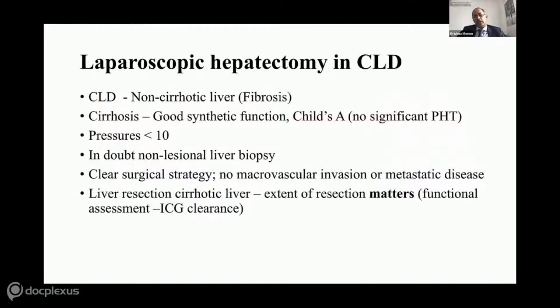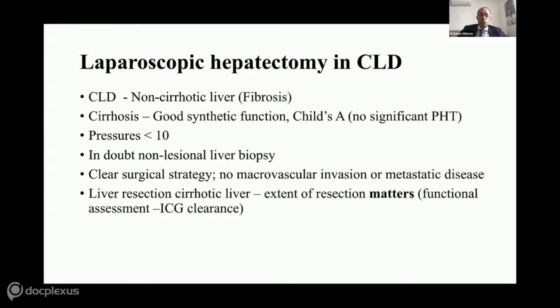So what are the key principles when you talk about laparoscopic hepatectomy in chronic liver disease? I'm going to dwell a little bit on this because it's extremely important, although it's a technical session. The most important thing to remember is that when you talk about chronic liver disease and resections, you're talking about either doing it in a non-cirrhotic liver, perhaps a fibrotic liver, or a cirrhotic liver where the patient has good synthetic function and is Child's A with no significant comorbidities.